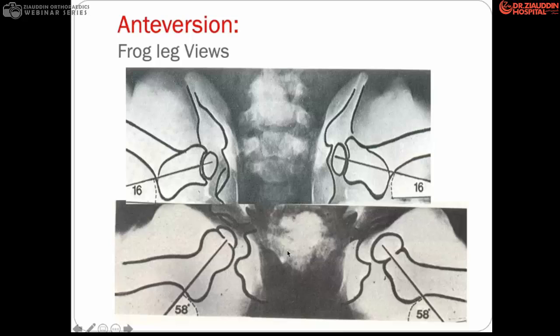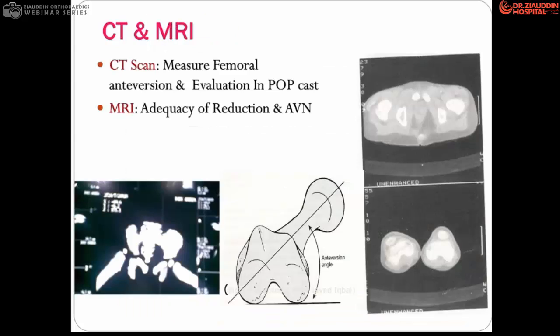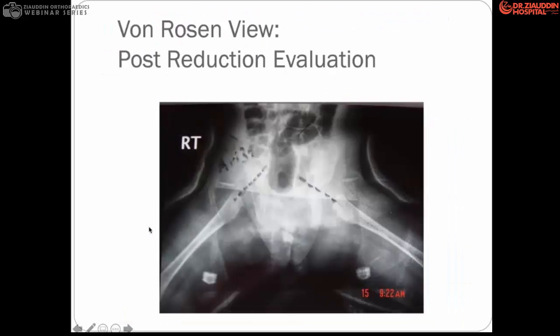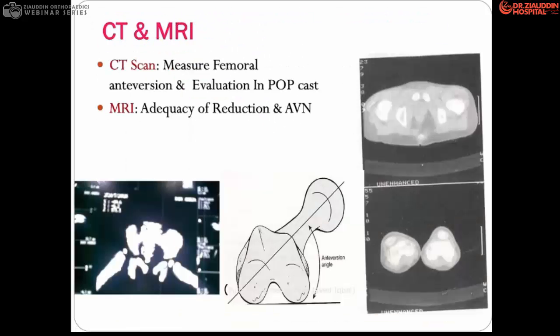Then there is this, called the frog leg view, abduction and external rotation. Nowadays we use the CT, superposed CT. This was the same case which you have seen on the X-ray. I was suspicious whether it was inside or outside, so we did the CT scan because the plaster cast was there, and that again indicated a dislocated hip.